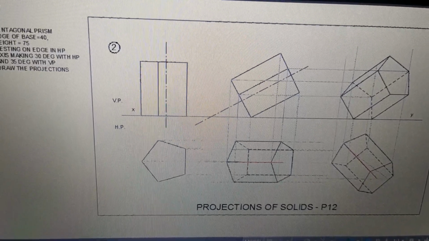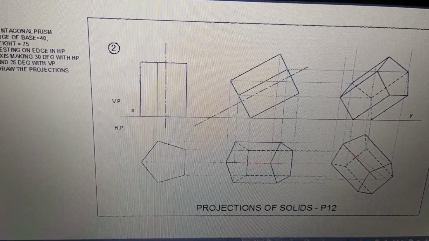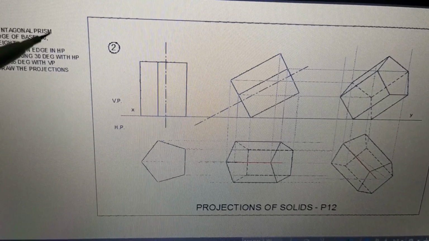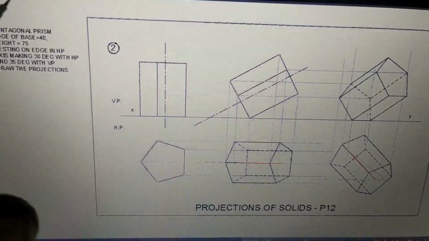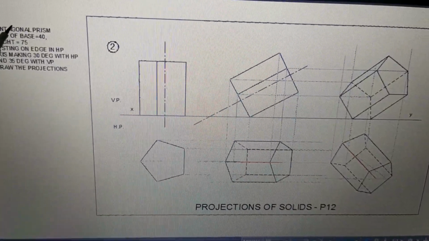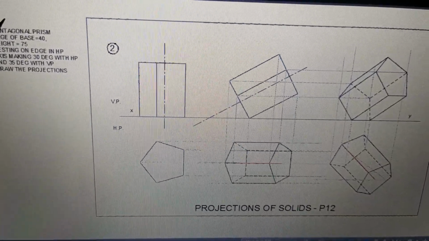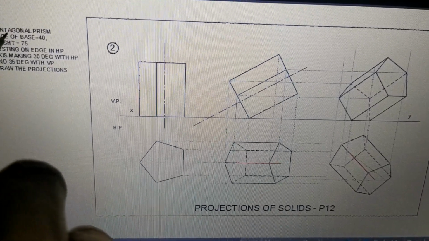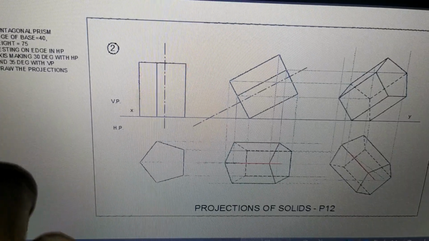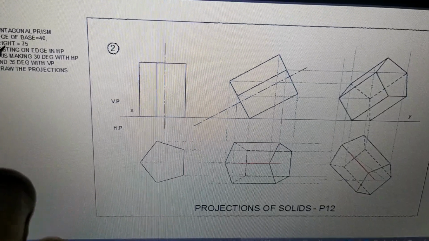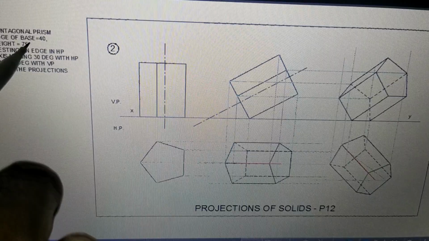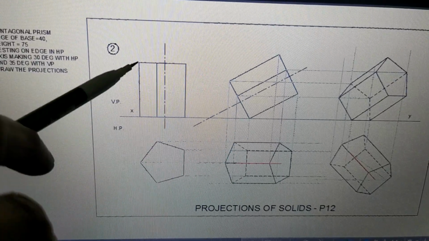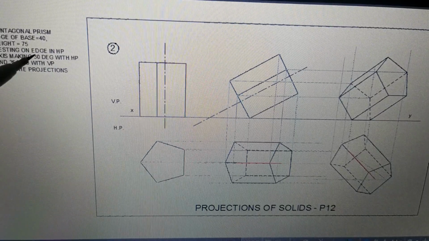Now let us go to problem number 2. Now this problem, there is a pentagonal prism. You can read here. Now it is a pentagonal prism. Now this prism has got edge of base 40 and the height is 75. So edge of base is 40 here and the height you have to take 75. It is resting on the edge in HP.